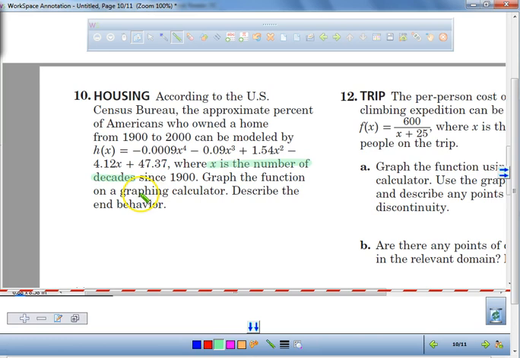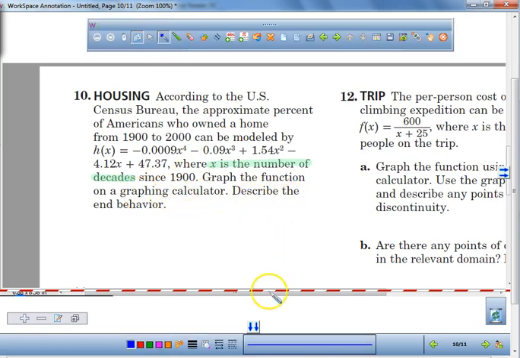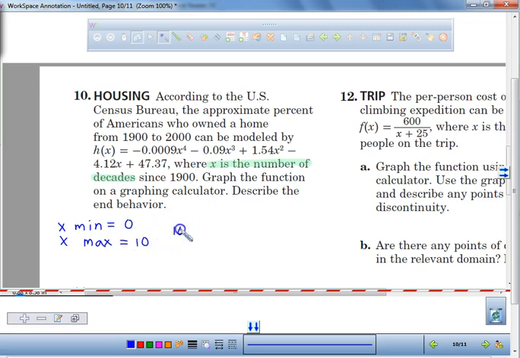Graph the function on a graphing calculator and describe the end behavior. So here's what we're going to do. Before we graph something, we're going to set the relevant domain. So what I want you guys to do right now is write x minimum at 0. I want you to write x maximum at 10. The reason why I want you to do 10 is because there are 10 decades between 1900 and 2000. That's why we're graphing from 0 to 10. For your x scale, I want you to do it at 1.